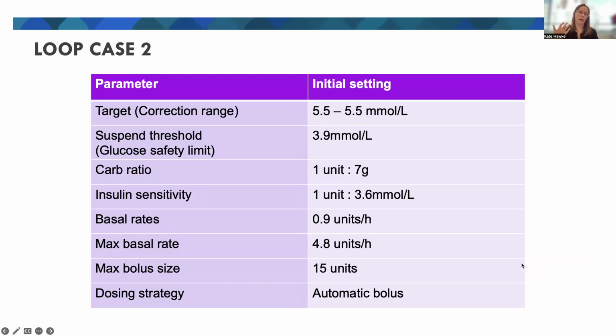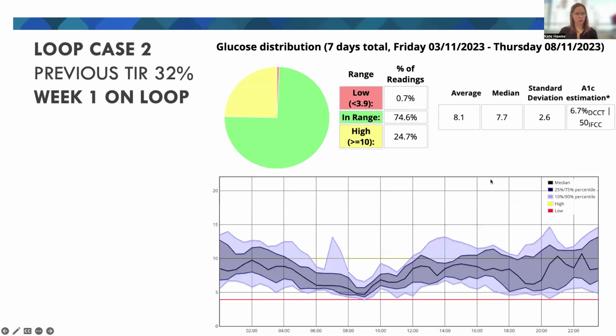So once again, we didn't change too much about her settings starting out on Loop. These are basically the same settings that she had on her Omnipod Dash system. Once again, target 5.5, suspend threshold of 3.9. And week 1, I was very happy. Time in range up at 74%, time low acceptable 0.7%. Predominantly, those overnights really being brought down to improve that time in range.